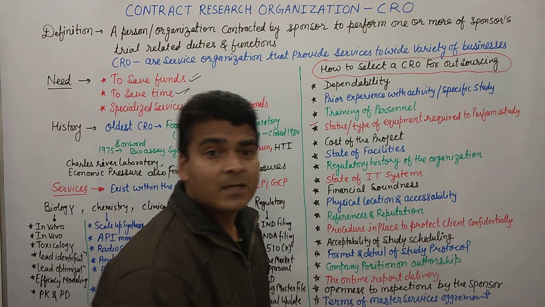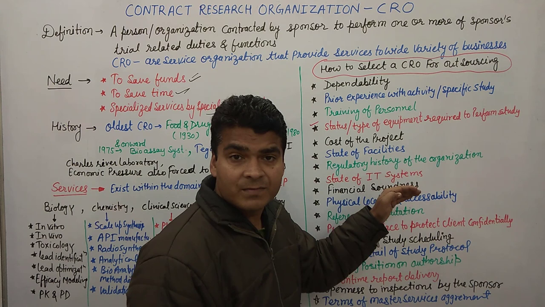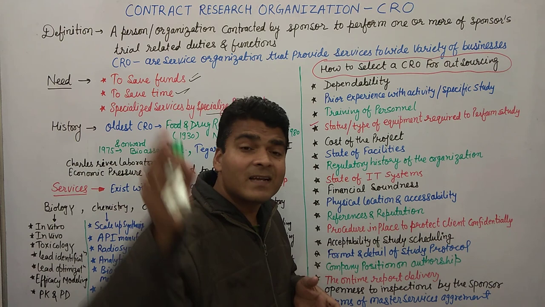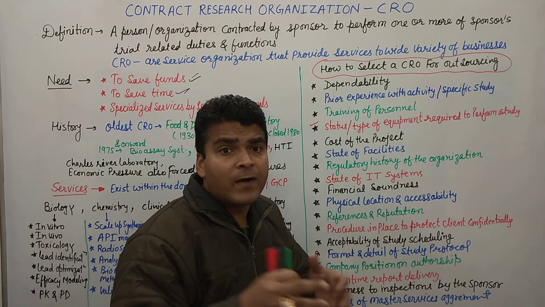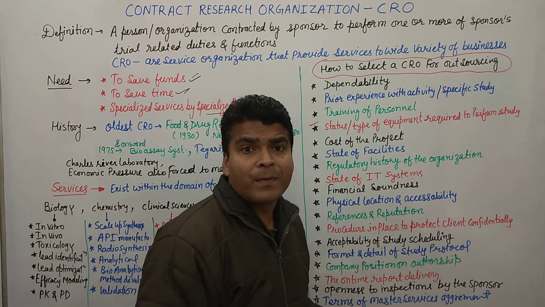Suppose a CRO is located in a very suburban or rural area, then connectivity is one of the big problems for ICT kind of systems. Clear? As well as the physical location of the CRO, whether the sponsor is able to reach them easily or not. That's why you find that most of the CROs in India are situated in metro cities like Bangalore, Pune, Mumbai, Delhi. In these areas there is proper connectivity and their location is also well known.